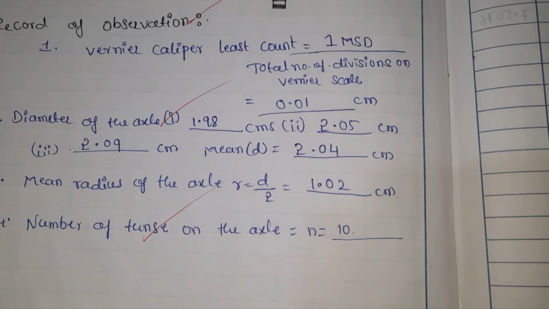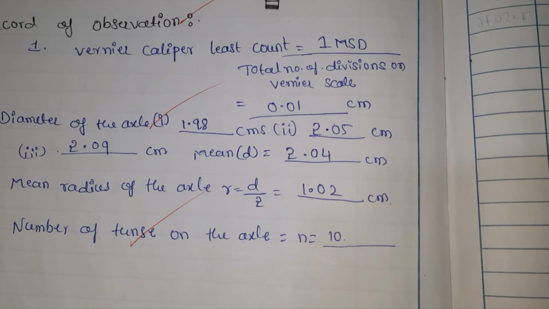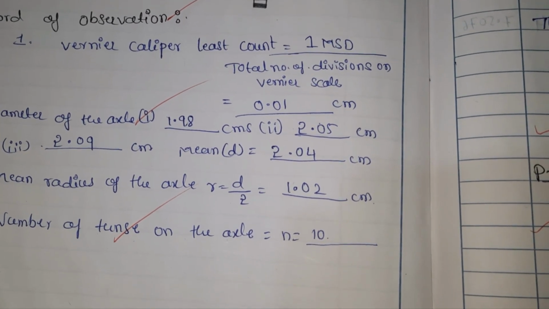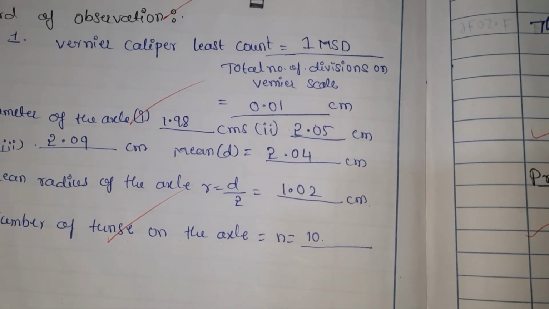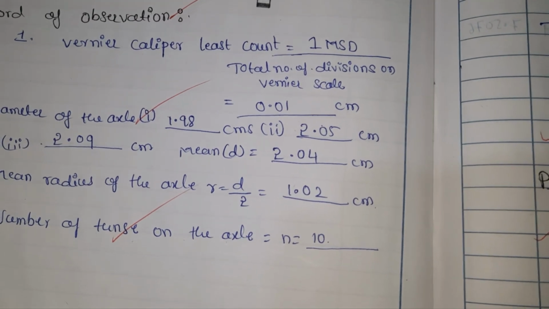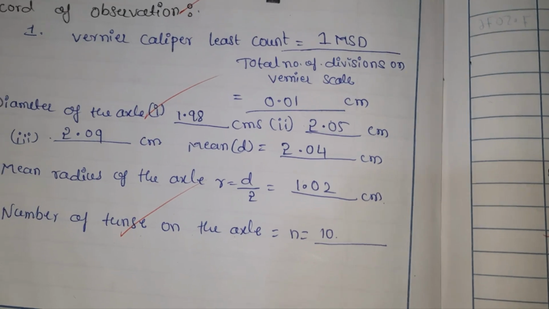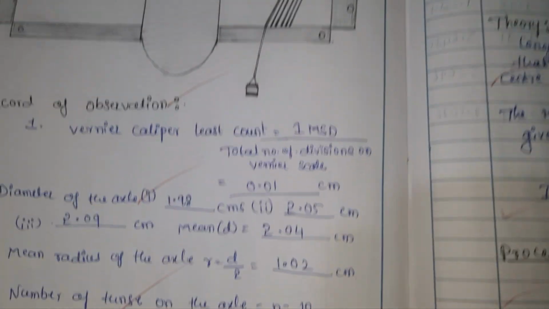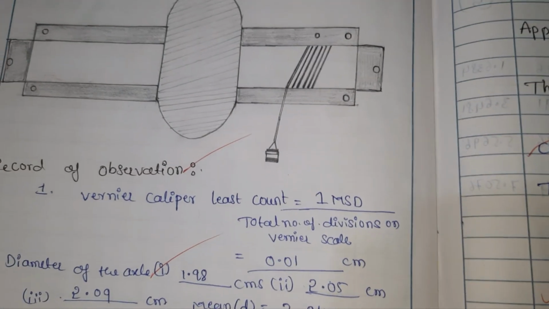Vernier caliper least count, you have to calculate the least count of the vernier caliper. That is one division on the main scale divided by the total number of divisions on the vernier scale. So the least count of the vernier is 0.01 centimeter. The vernier is helpful to measure the diameter of the axle.